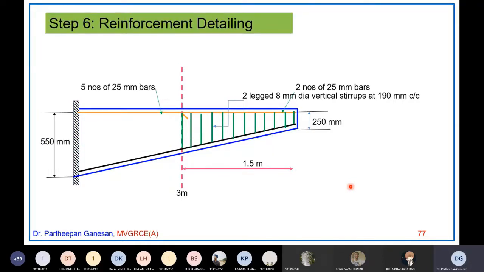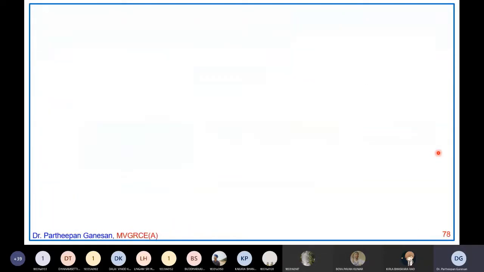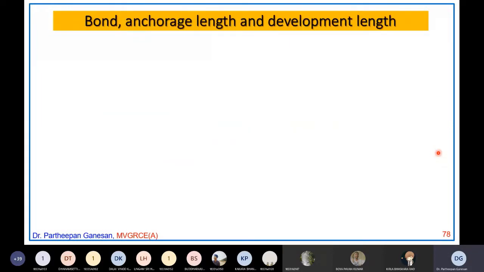these are all reinforcement detailing, as I told you. Your final figure should end with this one. Okay. So the next topic is bond, anchorage length and development length. I want to finish this particular theoretical portion. So if it goes beyond 3:30, please all of you wait. Don't run away at 3:30. I want you to be present. I may take maybe 10 minutes extra, but I want to finish this one.